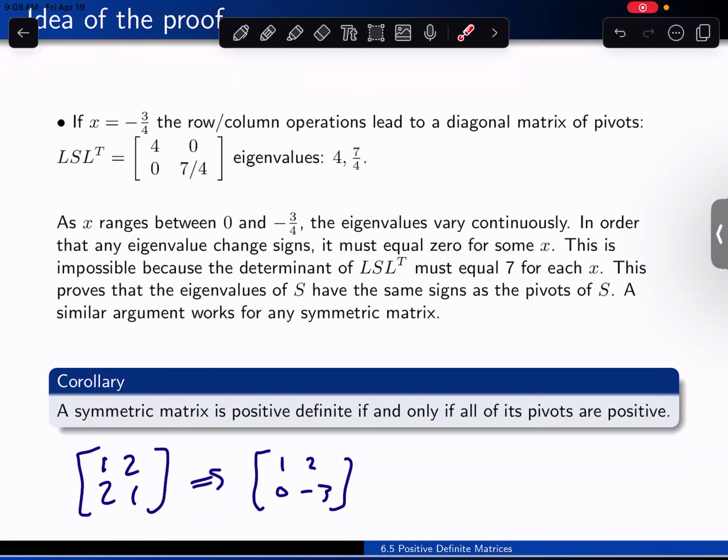And again, we're using the intermediate value theorem from calculus, right? It's saying if we switch signs in the eigenvalues from positive to negative, there must be a point where the determinant is equal to 0, which is a contradiction because this could never be equal to 0. It must always be equal to 7.